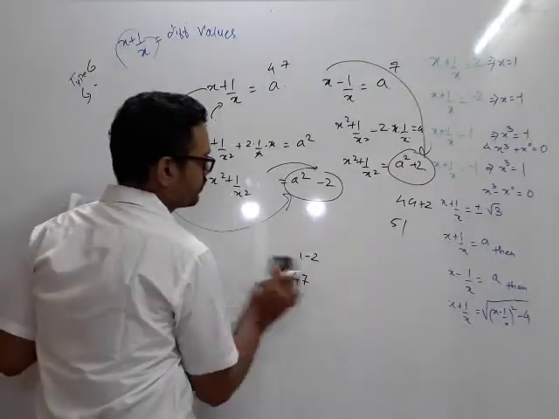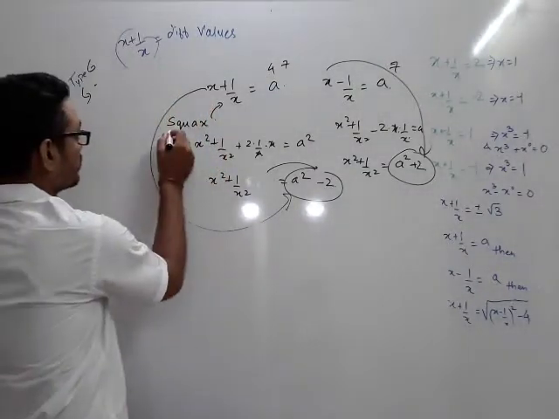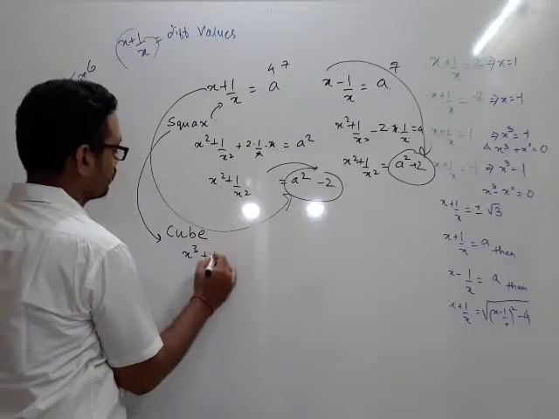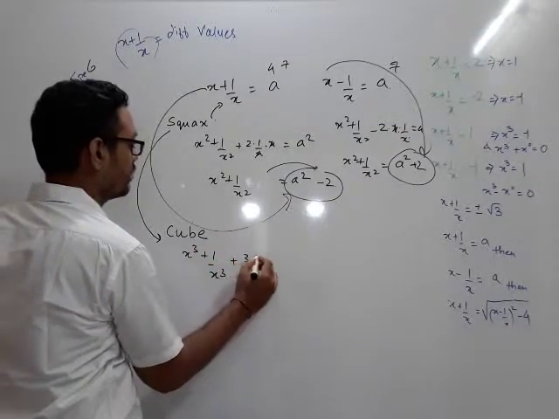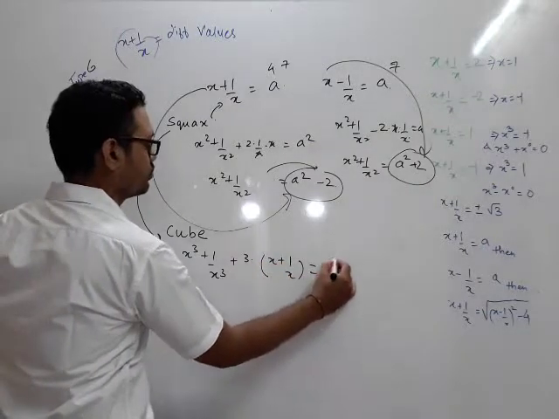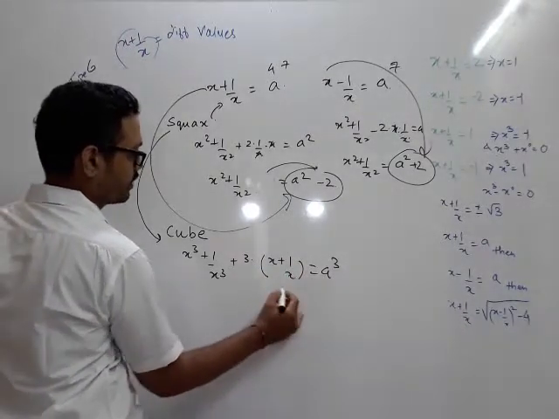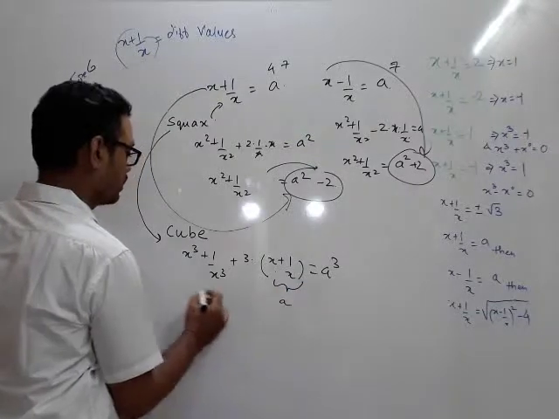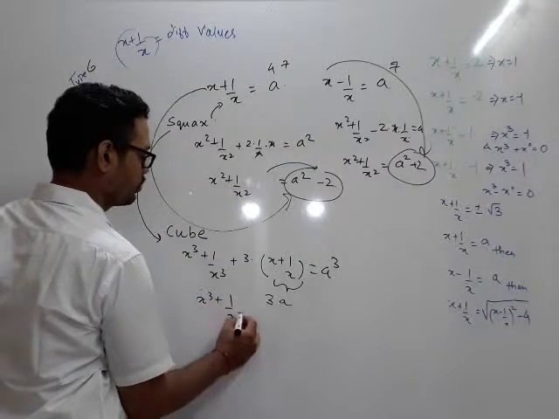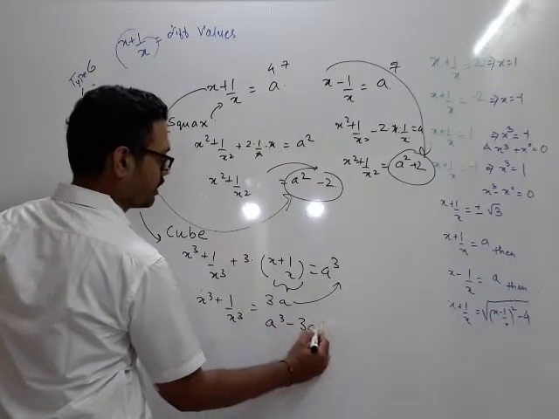Second inference, what is the second inference? If we are cubing, if a cube is asked, the way we have done square, let's do cube. So it will become a cube plus b cube plus 3ab, which is 3, into a plus b is a cube. This is given as a, entire term is a, so it is 3a. So x cube plus 1 upon x cube will become a cube minus 3a.